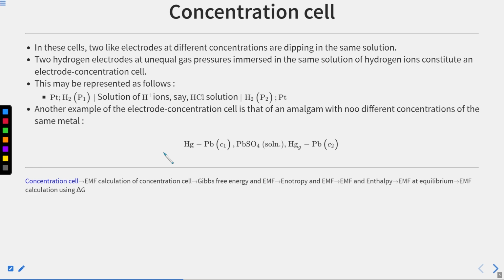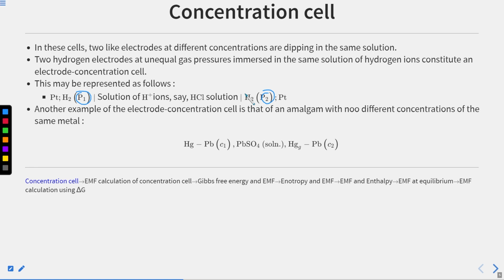So what we are doing is taking that same hydrogen electrode, but not standard, sorry, just a hydrogen electrode. Now we are dipping both these hydrogen electrodes, so we are basically taking two hydrogen electrodes, and both are at different pressures. Say here we have P1 and P2.